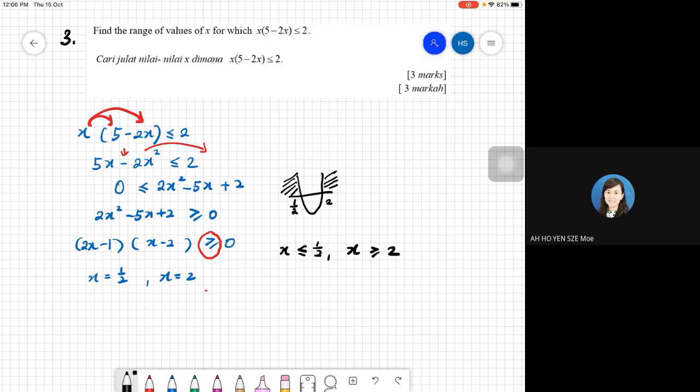Remember, if there is an equal sign here, make sure there is an equal sign as well. If there is no equal sign, don't put it. If there is, it must be the same, otherwise marks will be deducted. So how do you get your marks? 3 marks. How do you get 3 marks?